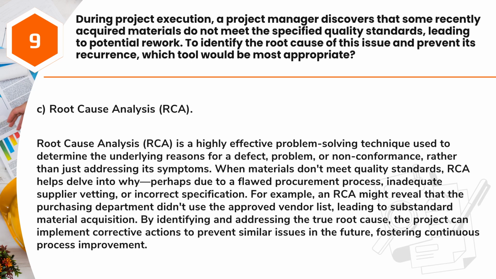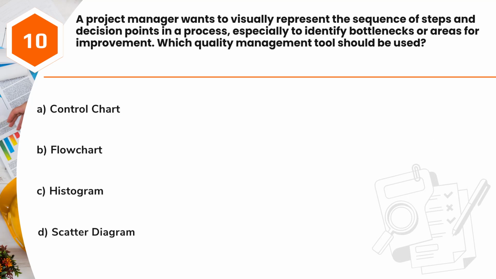By identifying and addressing the true root cause, the project can implement corrective actions to prevent similar issues in the future, fostering continuous process improvement. Question 10. A project manager wants to visually represent the sequence of steps and decision points in a process, especially to identify bottlenecks or areas for improvement. Which quality management tool should be used? A. Control chart. B. Flowchart. C. Histogram. D. Scatter diagram.